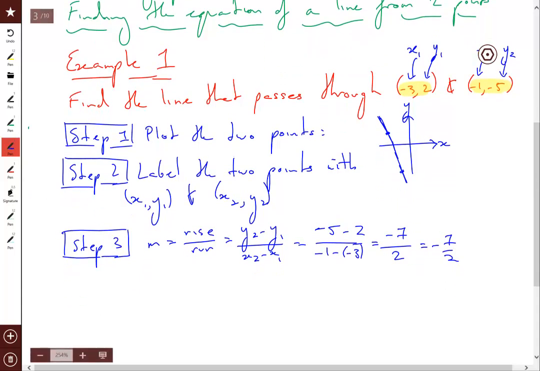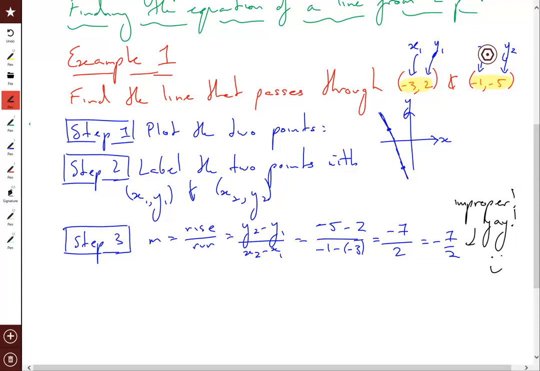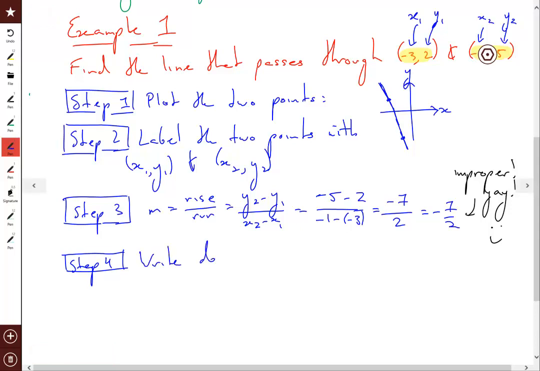As mature math students, we're going to keep it as an improper fraction. Okay, we like improper fractions. Cool. All right, so that's step 3. So we found the gradient. Step 4 is going to be to write down the equation just for a general straight line equation, which is y equals mx plus c.